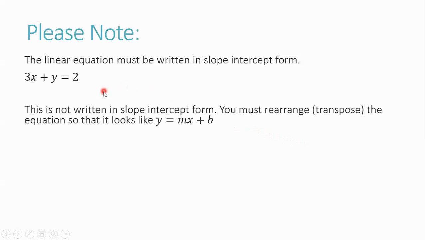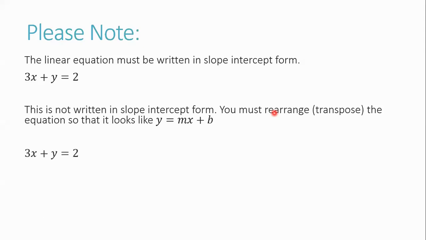But for example, given the same equation, 3x plus y equals 2, as stated earlier, we said that the slope is the coefficient on x. In this case, my coefficient on x is 3. But 3 is not my slope. The slope is only the coefficient on x when it is in the slope-intercept form. So you have to rearrange to the slope-intercept form before you can identify the slope.